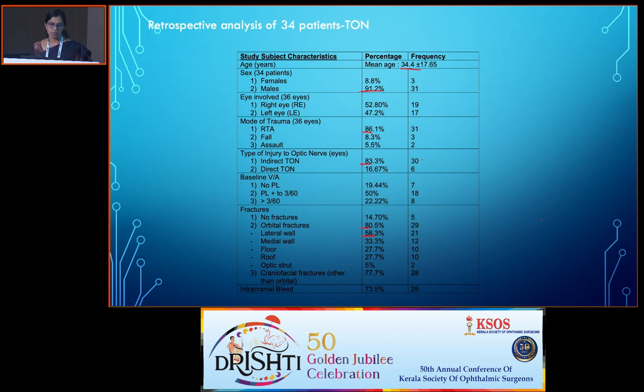So we analyzed about 34 patients with traumatic optic neuropathy. They presented to us, and the average age of presentation is about 35. Most of them are young, males are commonly affected, and road traffic accident is the common cause. Indirect traumatic optic neuropathy is more common, and it is commonly associated with orbital wall fractures. Among the orbital walls, lateral wall fracture is commonly associated with traumatic optic neuropathy.